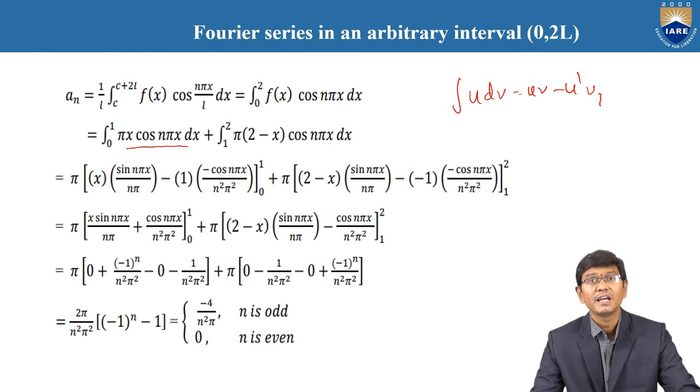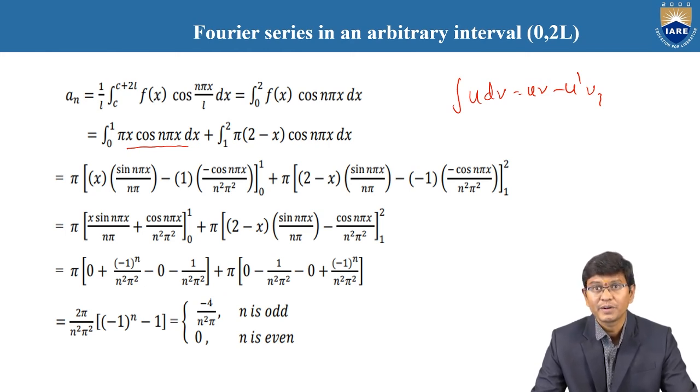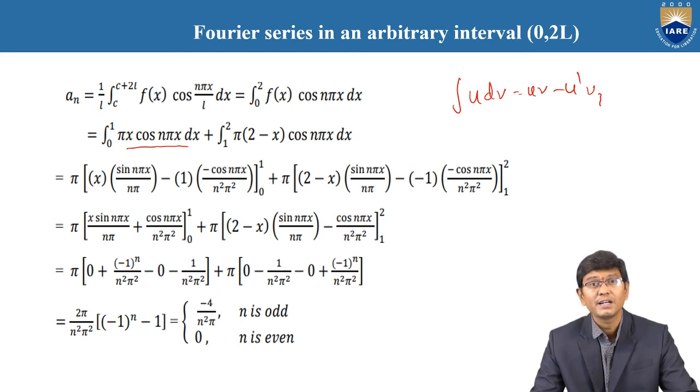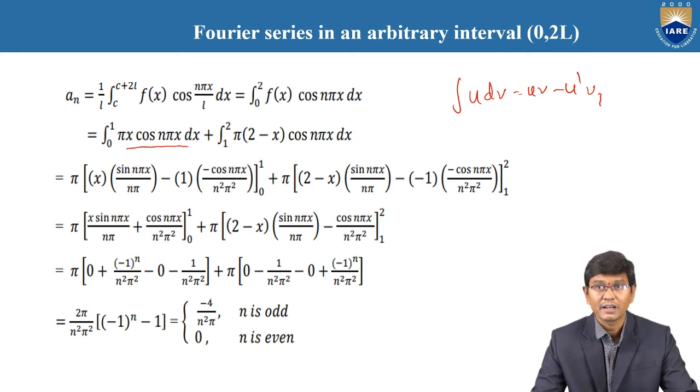x into sin n pi x by n pi, minus, plus, minus into minus gives plus. Clearly we obtain cos n pi x by n square into pi square. The limits are between 0 to 1, and plus in the second part there is pi, after taking common, 2 minus x into sin n pi x by n pi minus cos n pi x by n square into pi square. The limits are 1 to 2 only.